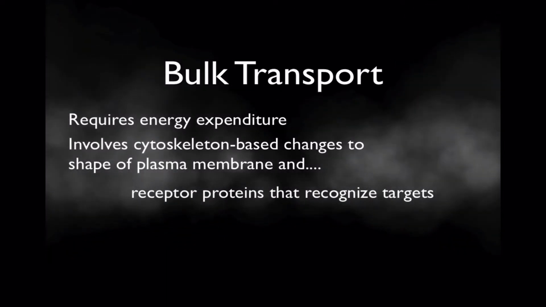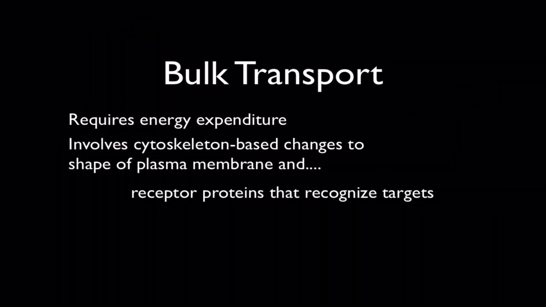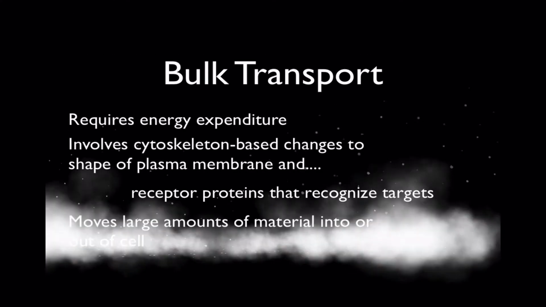And this is going to be controlled or regulated by the types of receptor proteins that are embedded in the cell membrane, which act as target recognition systems, so that the cell has a way to, quote, know, unquote, what it's endocytosing or what it's surrounding.